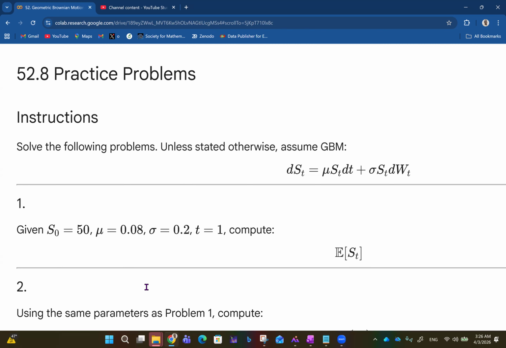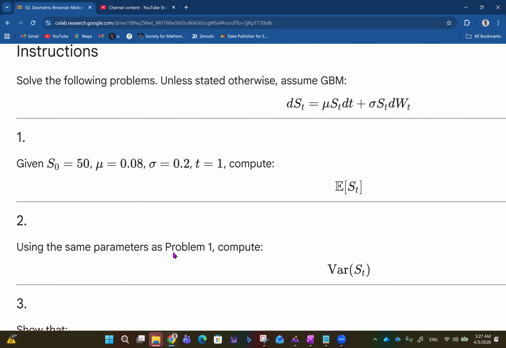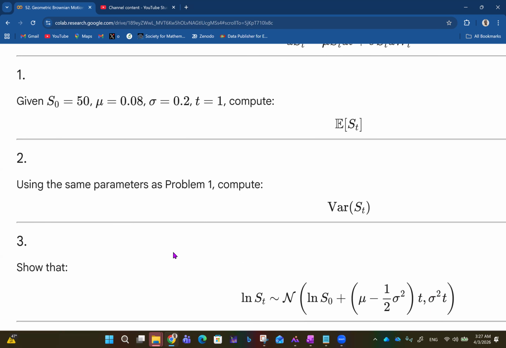Okay, so we have some practice problems now. The instruction: solve the following problems unless stated otherwise. Assume that the geometric Brownian motion is given as dS of t equals mu S sub t dt plus sigma S sub t dW sub t, like this. So you have the questions. I'll just flash the questions, then I'll name the ones I'm going to solve. Basically I'm solving question 15 only.